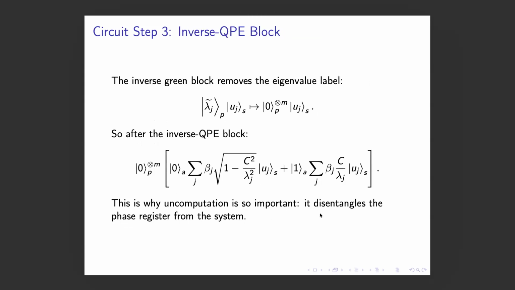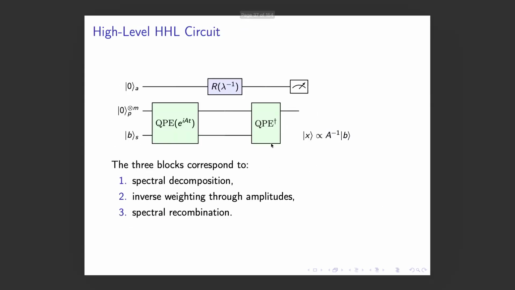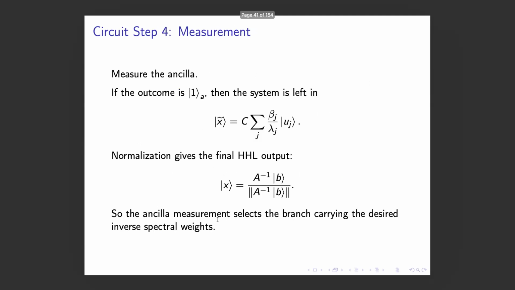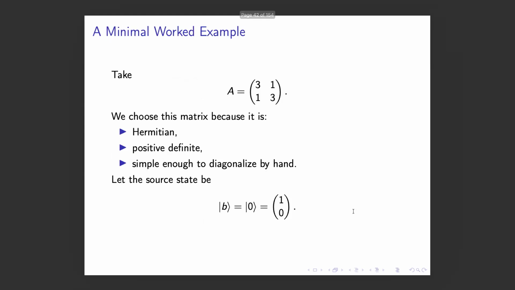And then the inverse green block moves the eigenvalue label. So that is the next green block, inverse QPE, and that finds the new state. And this disentangles the phase register from the system. That's actually very important. And then we measure. And if the outcome is 1, then the system is left in this specific state. And then you normalize, and then you have the final HHL state. And this is essentially what is encoded in the program examples you find in the lectures.